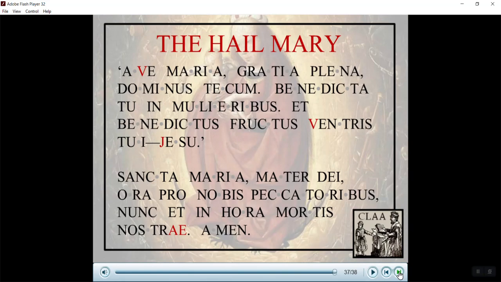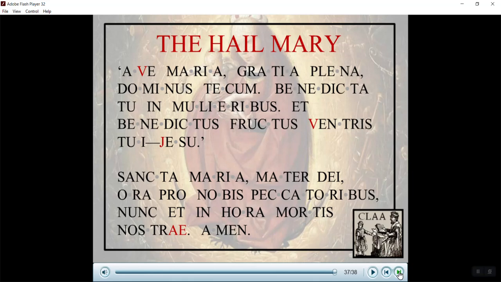Now let's practice reading something from church Latin. On your screen, you'll see the Latin words to the prayer we all know, the Hail Mary. We're going to read this together using church pronunciation, because the Hail Mary belongs to the church, not to the old Romans. Let's read it together, one syllable at a time, using church pronunciation. The Hail Mary.